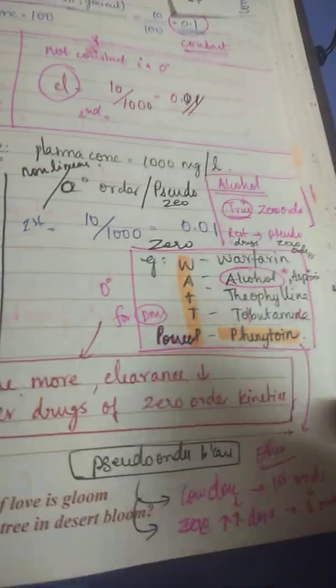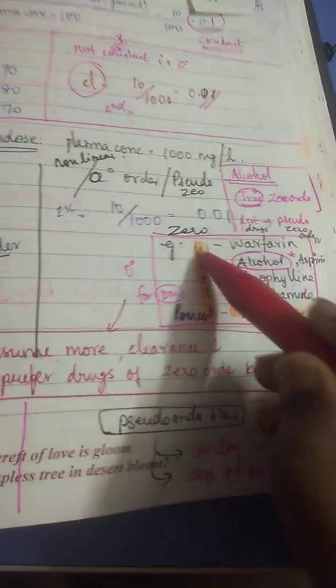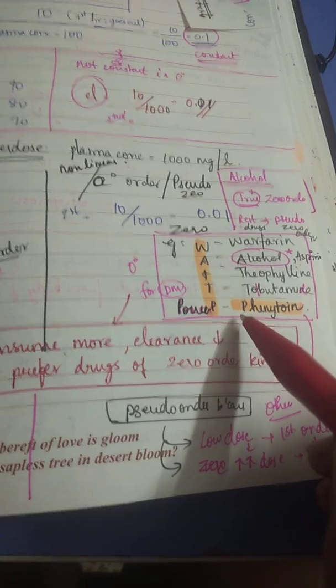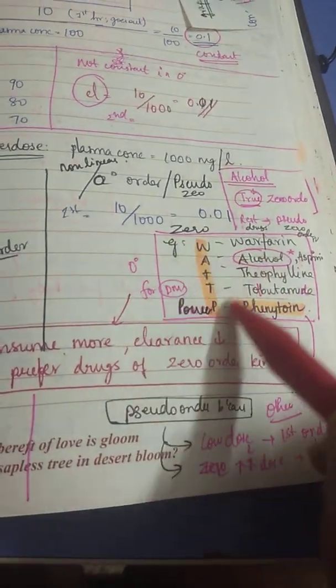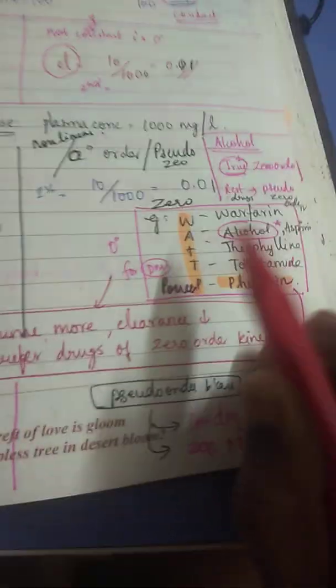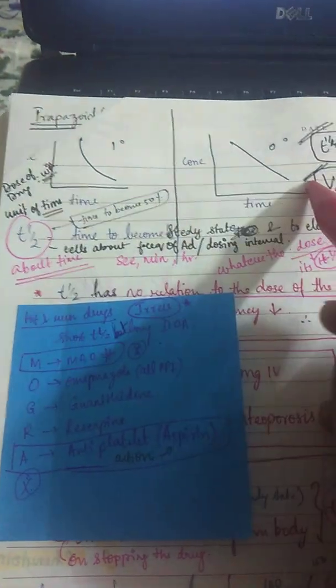And now the drugs which follow zero order kinetics are WATP, you can remember this as WATP: warfarin, alcohol and aspirin, theophylline, tolbutamide, phenytoin. All these drugs are there. And also, this is the graph for first order kinetics. It's like this, and the zero order kinetics is like this.